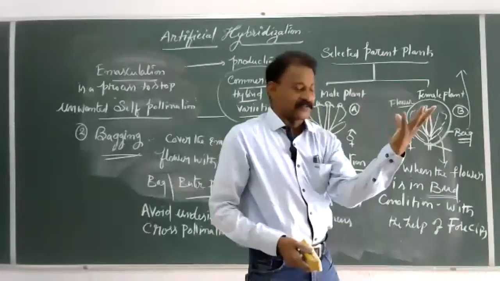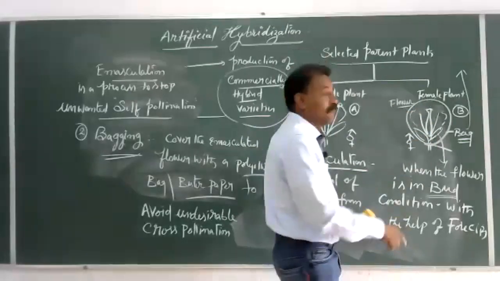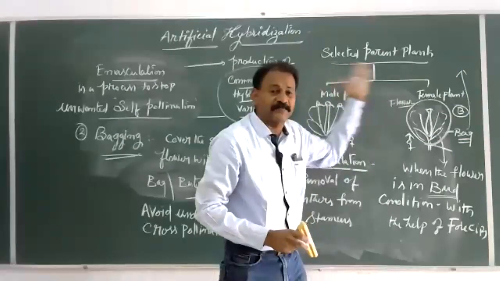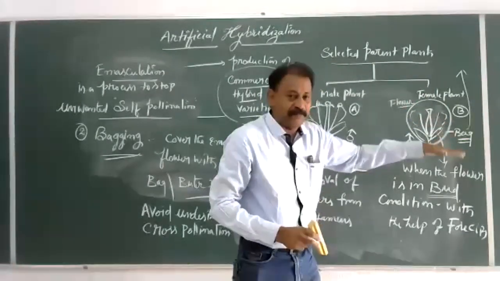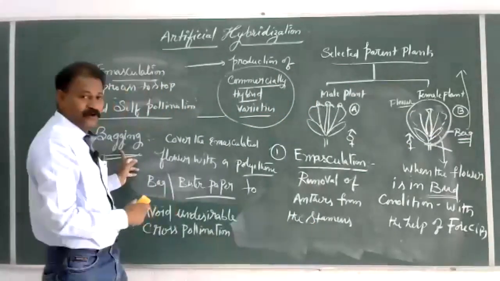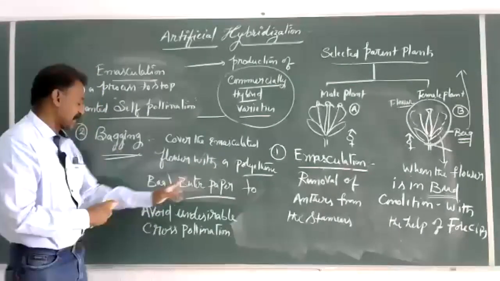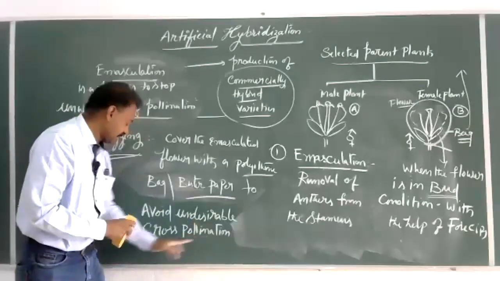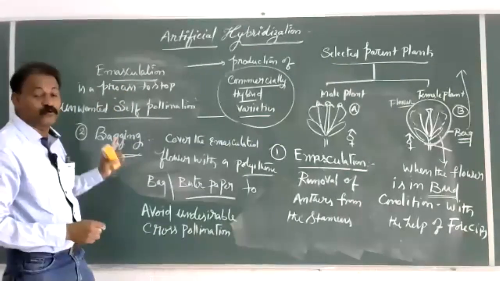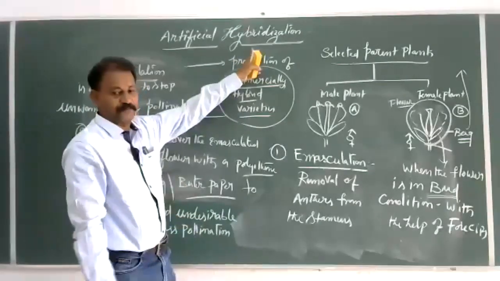It is to stop unwanted self-pollination. Now it is free, so it is called a female flower. To this female flower, we want to avoid unwanted or undesirable cross-pollination. If you keep it open like this, cross-pollination may occur automatically. So, to avoid cross-pollination, we go for a process called bagging. Bagging is nothing but covering the emasculated flower with a polythene bag or butter paper to avoid undesirable cross-pollination. So emasculation and bagging are the two important steps in artificial hybridization.